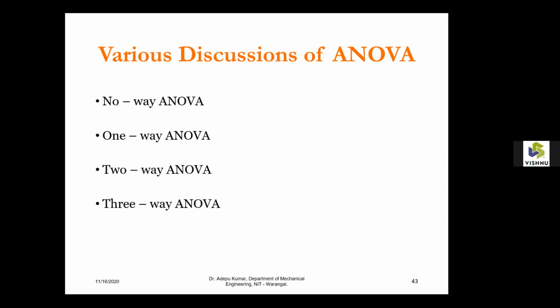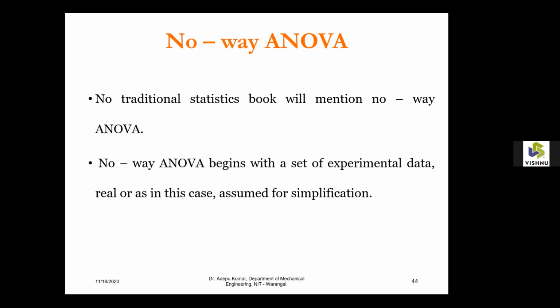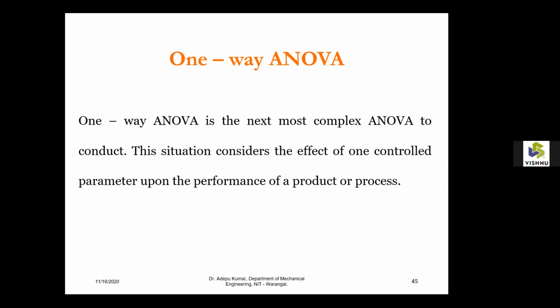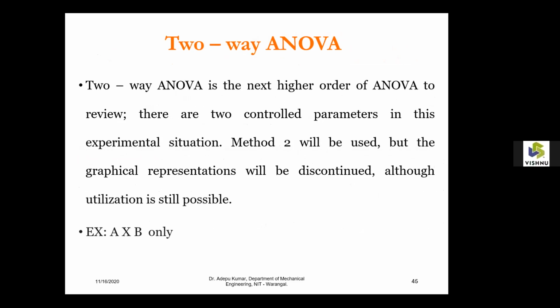So here, one way ANOVA, two way ANOVA, three way ANOVA, like that ANOVA is also available. No way is not available. One way is one variable, only one variable: what is the effect of one variable on the performance? Two way means two variables, or interaction A and B also should be considered.